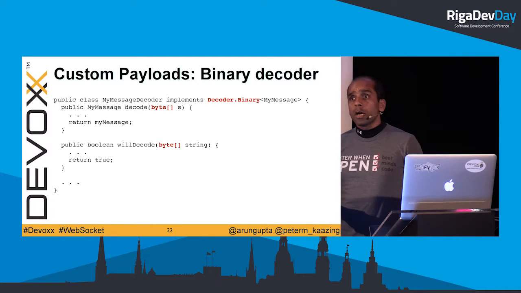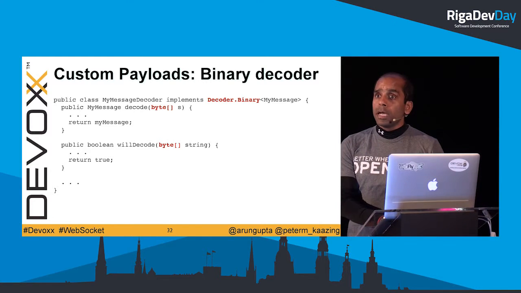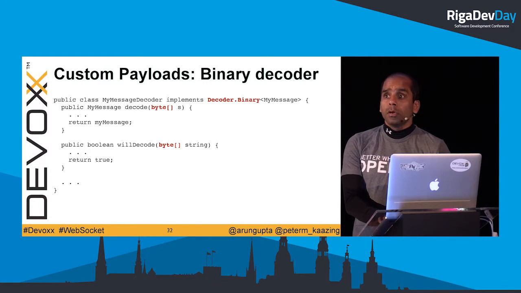You are certainly allowed to have binary decoders. And in that case, instead of string, you use a byte array. Or you can even use ByteBuffer as well.